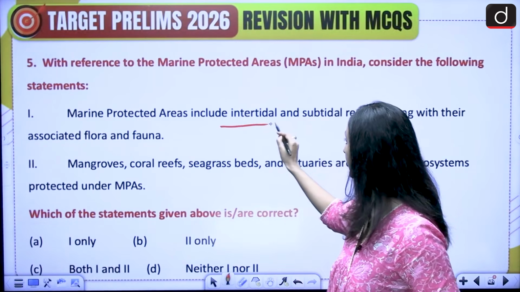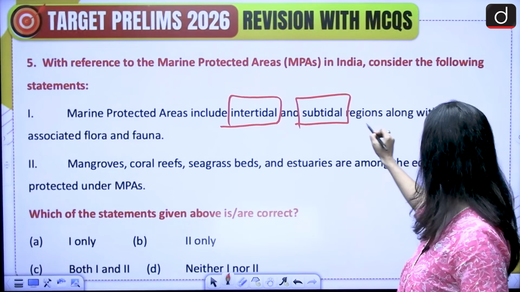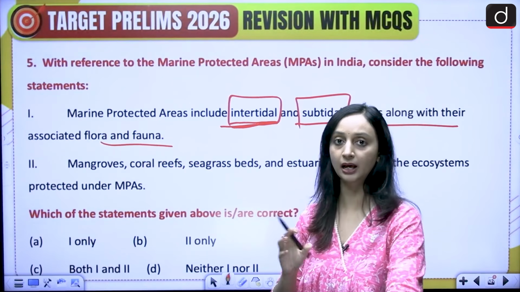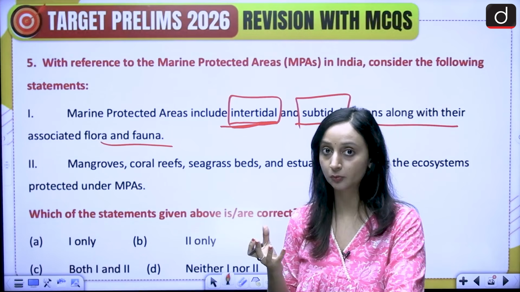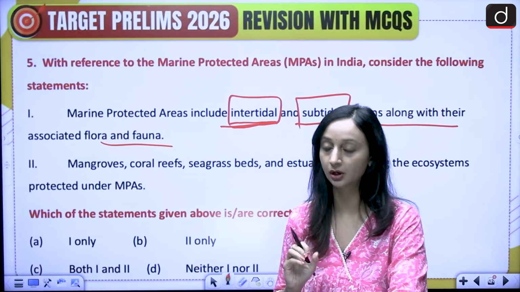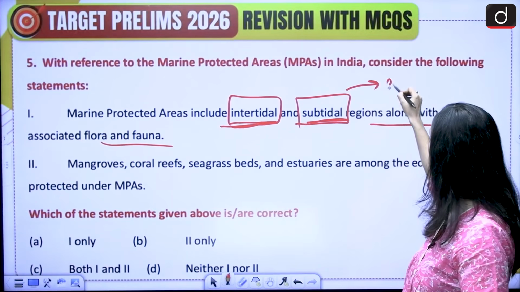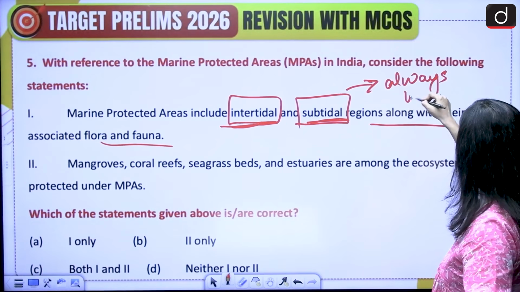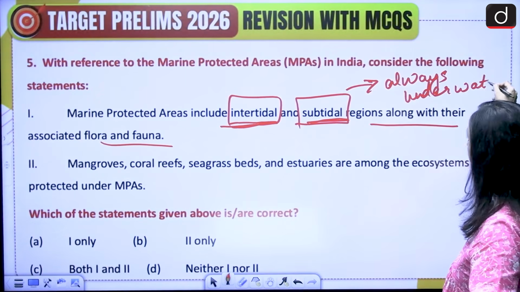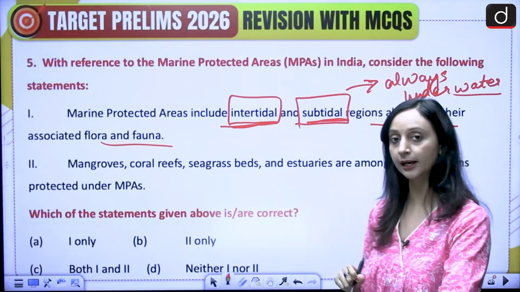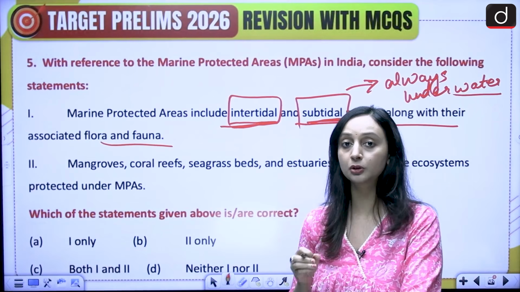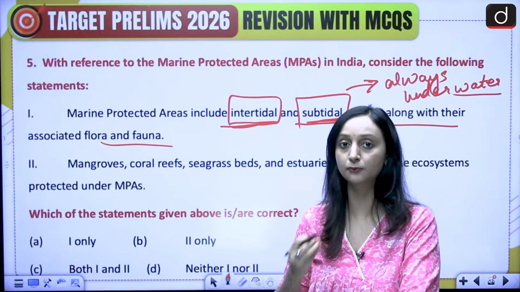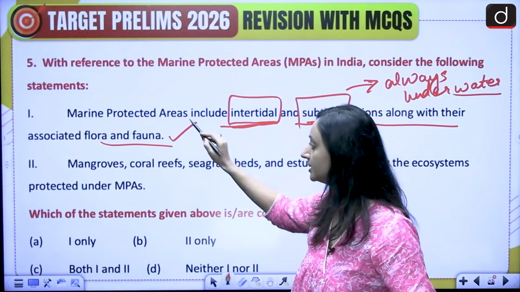So MPAs include intertidal and subtidal regions along with their associated flora and fauna. Intertidal region is the region between high tide and low tide. So sometimes it is going to be exposed to water, sometimes it is not going to be exposed to water. And subtidal is always going to be exposed to water. You're always underwater. Okay. So yes, MPAs actually include intertidal areas and subtidal areas, and I just told you that their goal is to conserve the entire ecosystem. So we have to conserve the vegetation, the flora, the fauna, all the species within it. So this statement is correct.